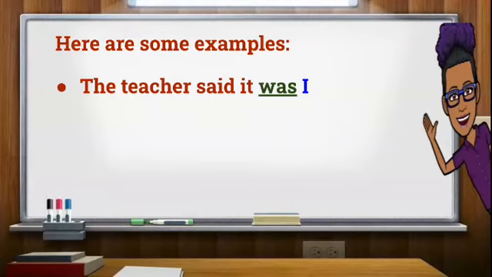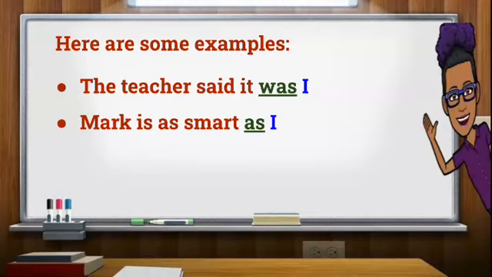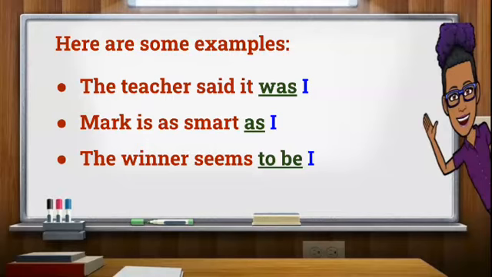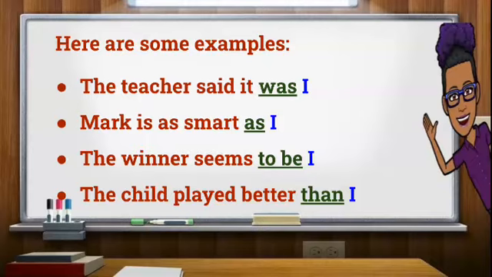Now here are some examples. The teacher said it was I. Mark is as smart as I. The winner seems to be I. And the children played better than I. So here we see examples of the exceptions, that verb to be coming before the subject pronoun I, and also those words as and than coming before the subject pronoun I.